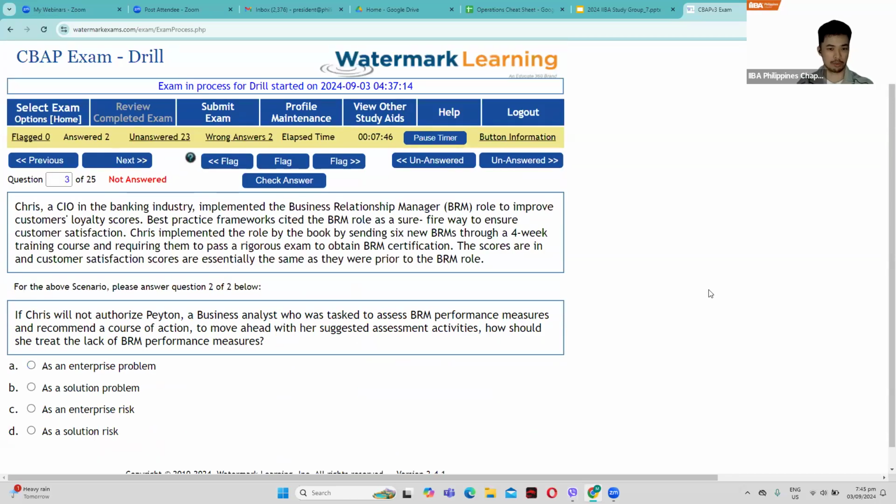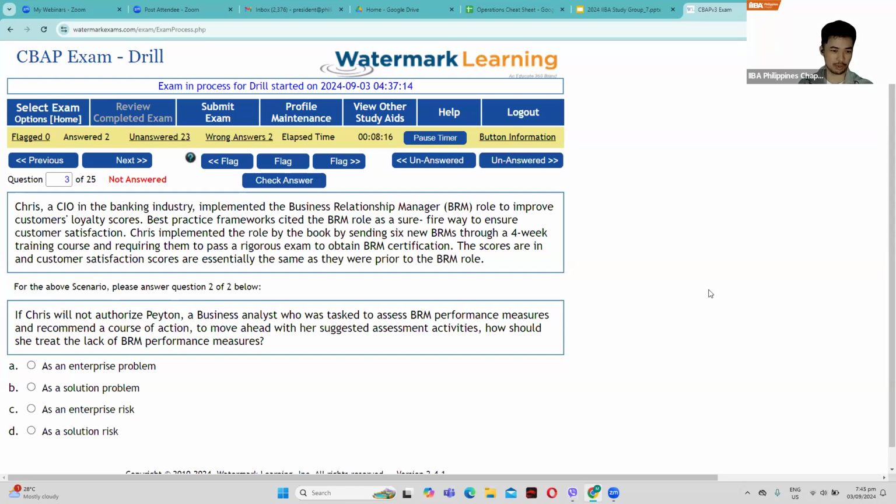Okay. So same scenario. If Chris will not authorize Peyton, a business analyst who was tasked to assess BRM performance measures and recommend a course of action to move ahead with a suggested assessment activities, how should she treat the lack of BRM performance measures? A, as an enterprise problem, B, as a solution problem, C, as an enterprise risk, D, as a solution risk.